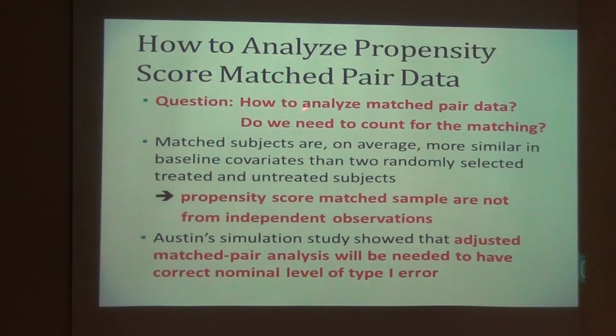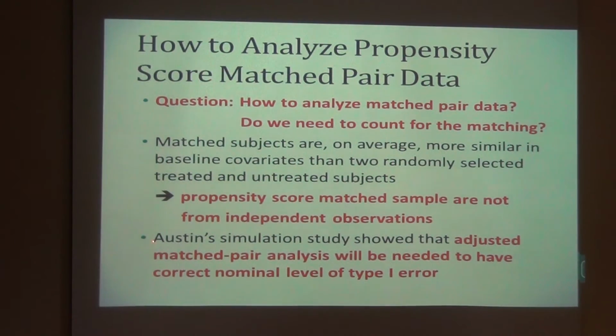So the question is how to analyze matched pair data? Do we need to account for the matching? The answer is yes. Because within a pair, the case and the control, although randomly selected, are similar in the baseline covariates. So in other words, they are not truly independent. They have some relationship. Propensity score matched samples are not from independent observations. These two have the same covariates, the same risk factors.